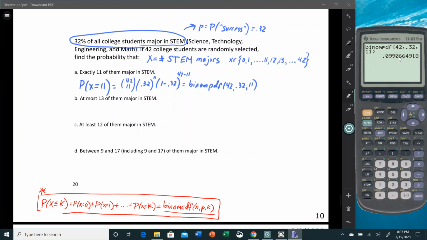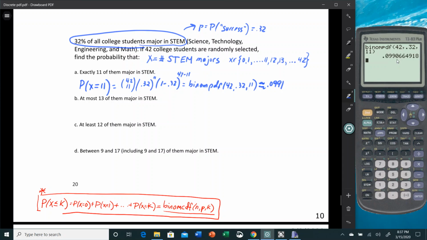So to the 4th digit, it would be 0.0991, because if we round to 4 decimal places, this digit is larger than 5, so we have to round up. So it'll be 0.0991. This is approximate. Okay, in Part B, we want the probability at most 13 of them are STEM majors.